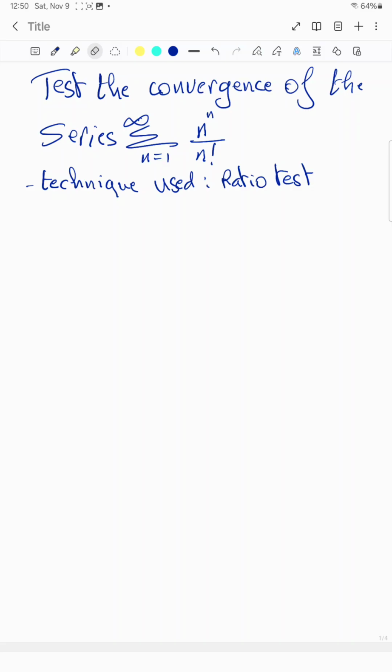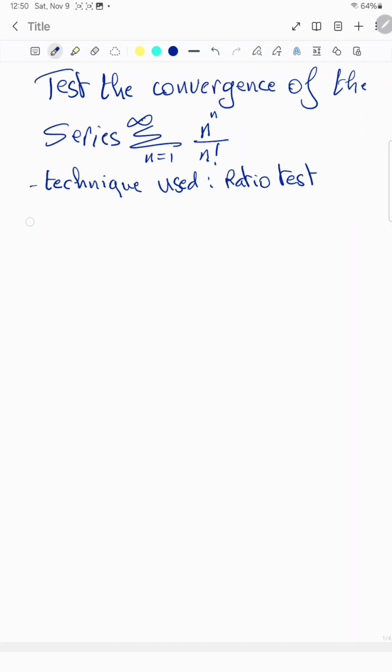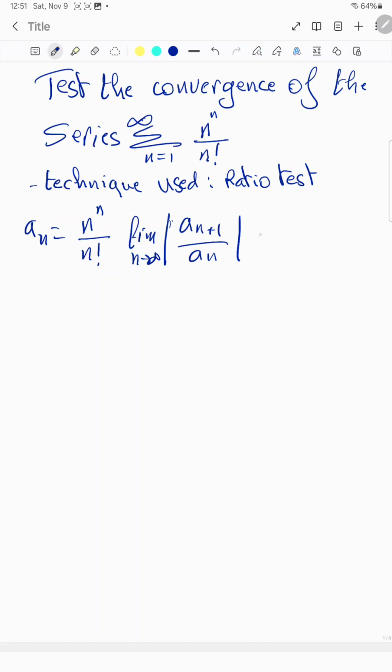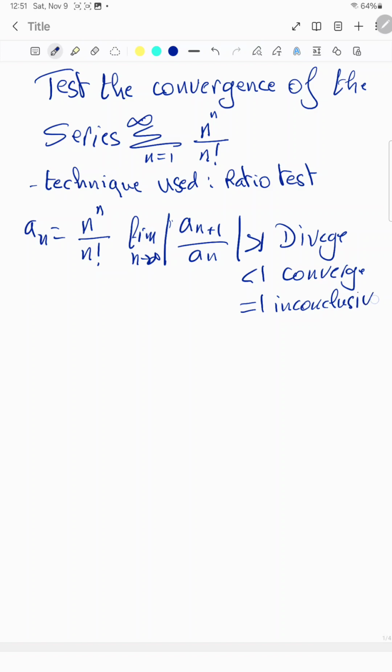Let me give you a small hint about the ratio test. You take the series and you call it a_n. So my a_n would be equal to n to the power n divided by n factorial, and then the ratio test is the absolute value of a_(n+1) divided by a_n. If the limit, when n goes to infinity, is greater than 1, we say that the series diverges. If it is less than 1, we say it converges, and if it is equal to 1, it is inconclusive. So that means that I have to use another test to see if it converges or diverges.